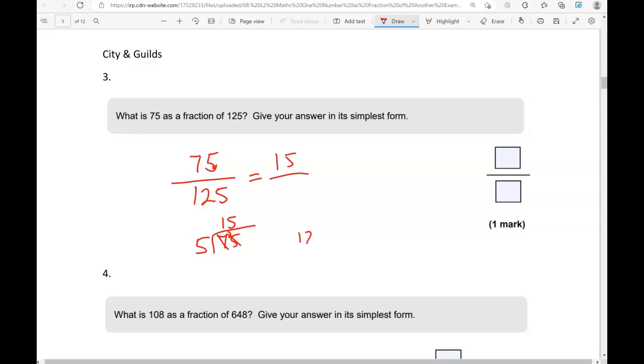Now dividing 125 by 5. How many 5s into 12? That is 2, and we have 2 remaining. How many 5s into 25? That is 5. We can still divide by 5. 15 divided by 5 gives us 3. 25 divided by 5 gives us 5. Now, we can't divide both of the numbers by 3 to give us whole numbers as an answer, or divide both numbers by 5. So this is the simplest form. 3/5.